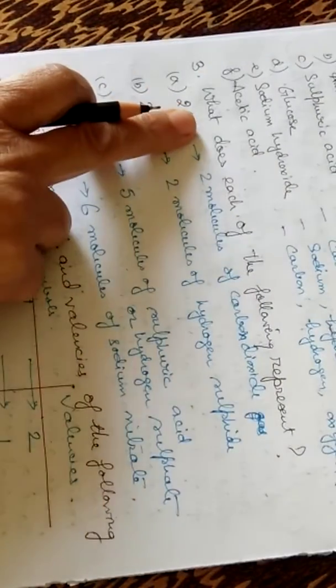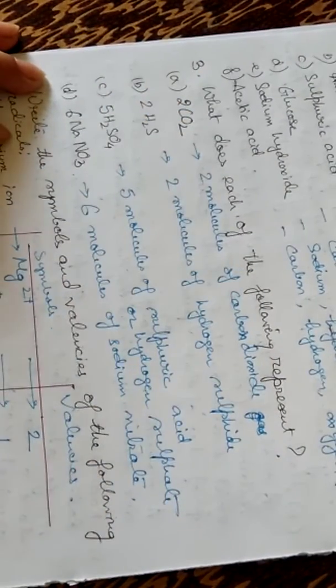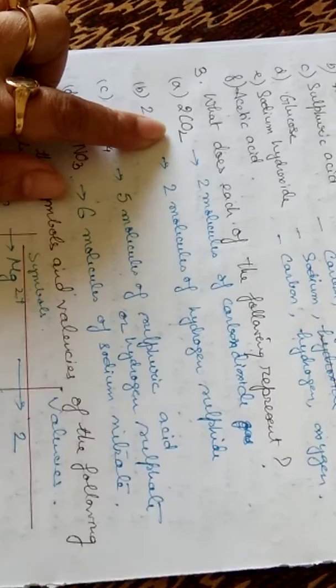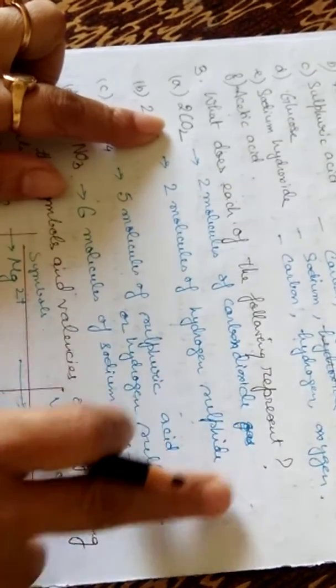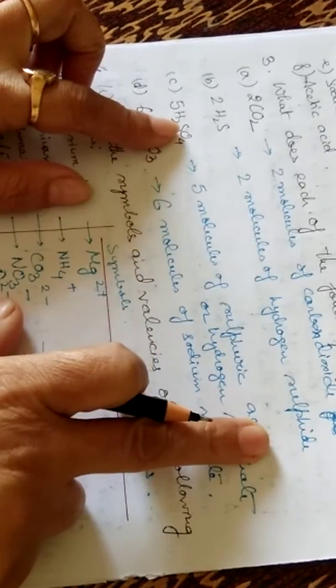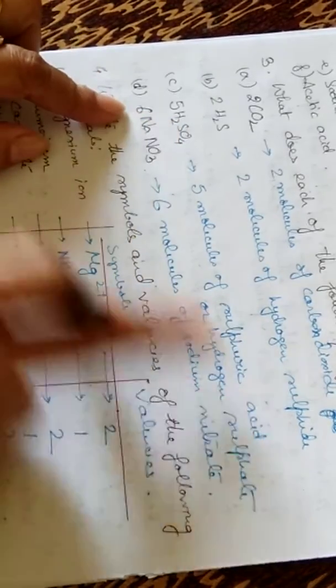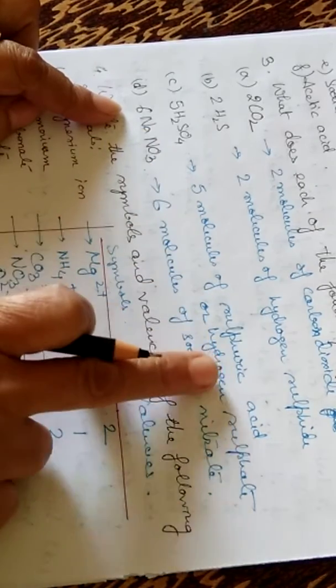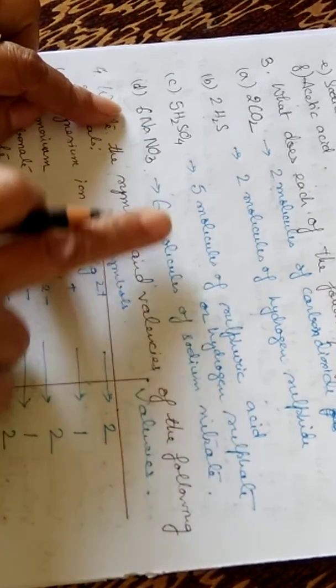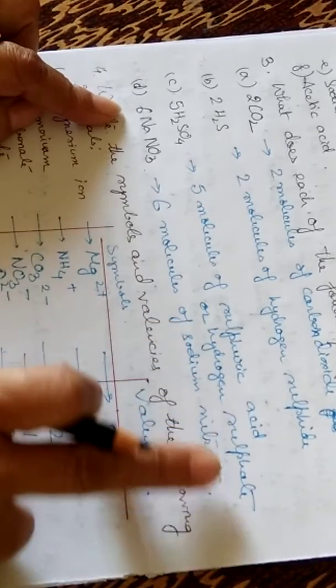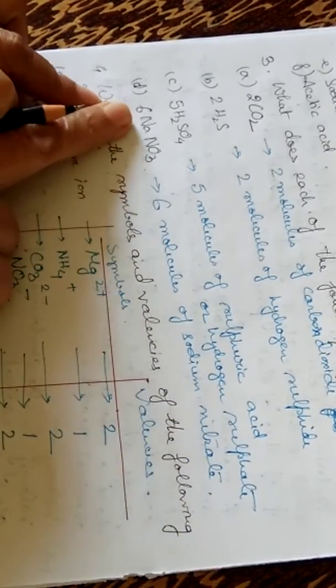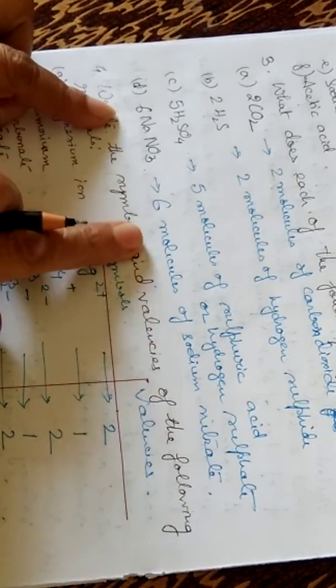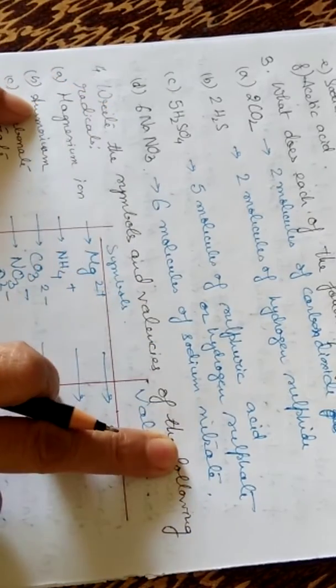Then what does each of the following represent? 2CO2 means two molecules of carbon dioxide. Then 2H2S means two molecules of hydrogen sulfide. Then 5H2SO4 means 5 molecules of sulfuric acid, or you can say 5 molecules of hydrogen sulfate. Then 6NaNO3, that is 6 molecules of sodium nitrate.